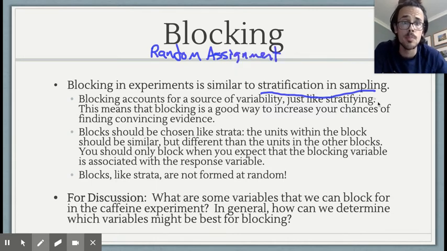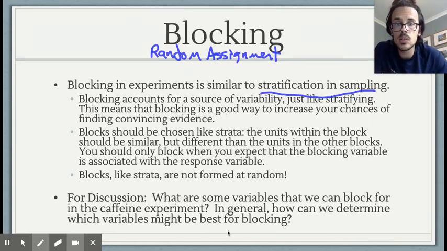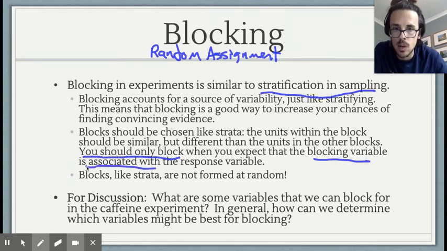Stratified goes well with random sampling. And then blocking is a good way to increase your chances of finding convincing evidence. We've talked about that. It was easier to see there was a difference when we compare apples to apples. Blocks should be chosen like strata. Units within the block should be similar and different than the other blocks. This line right here is important. You should only block when you expect that the blocking variable is associated with the response variable.